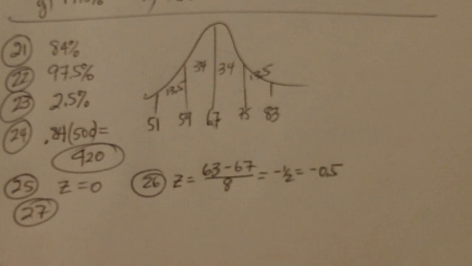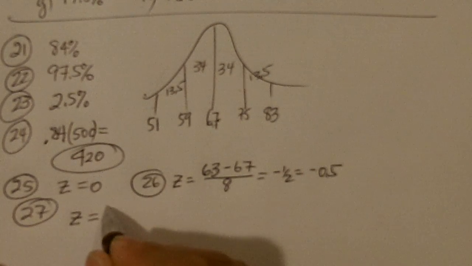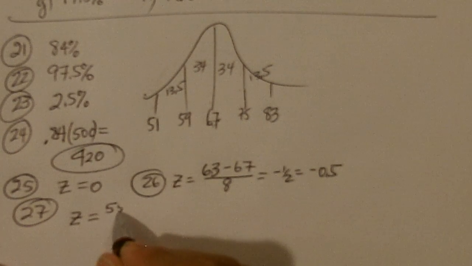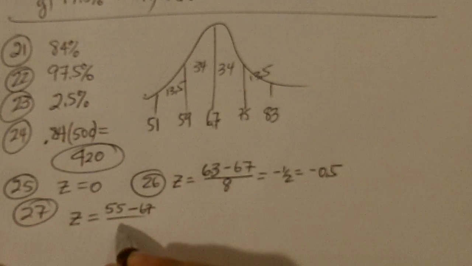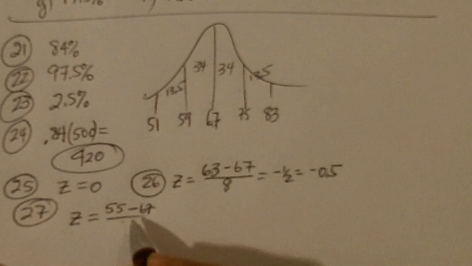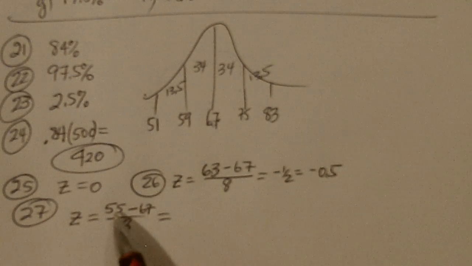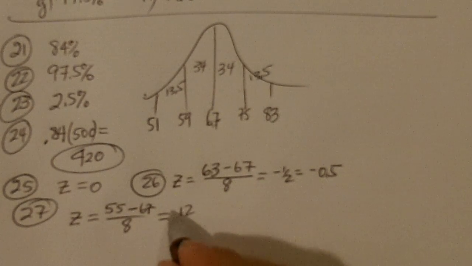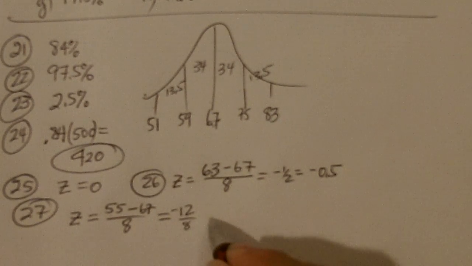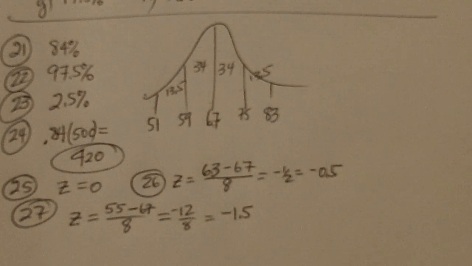27. What is the standard score for 55? So the standard score is the score they want you to take, 55, minus the mean, 67, divided by the standard deviation, which is 8. And so this is going to be a negative also. That's negative 12 over 8, which is negative 1.5.